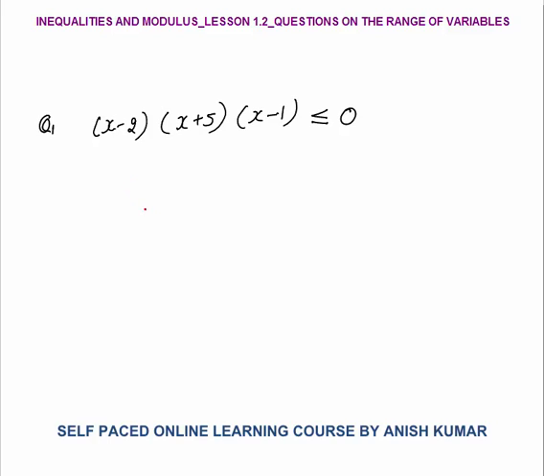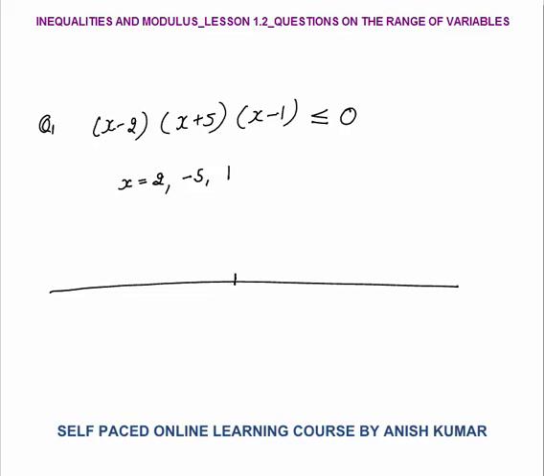Now in all such questions we first need to find where this inequality is equal to 0. So can I say that at x equals 2, at x equals minus 5 and at x equals 1, this inequality will be equal to 0. So we will draw the number line. We will first draw the points where this inequality is equal to 0.